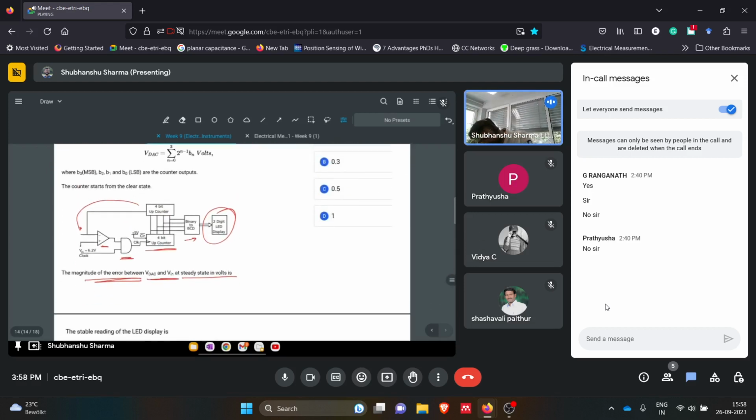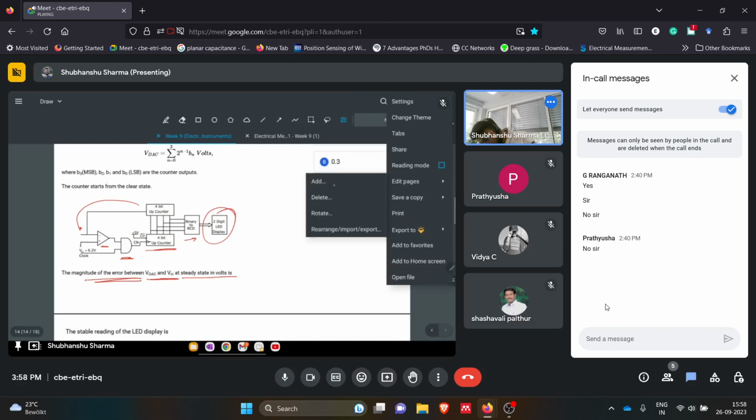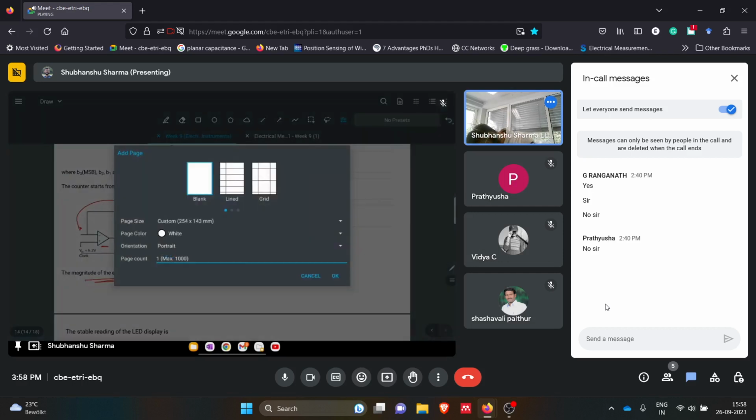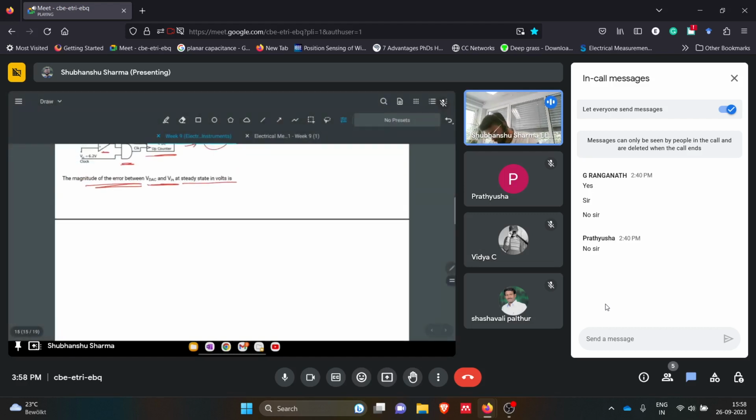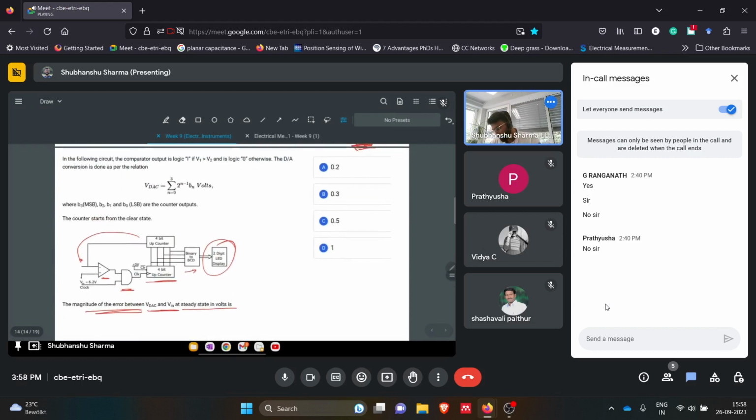Meanwhile, I will add the page. In the following circuit, the comparator output is logic 1 if V1 is greater than V2. So this is the comparator, this is V1, this is V2, and it is logic 0 if V1 is less than V2. That is simple for a comparator.